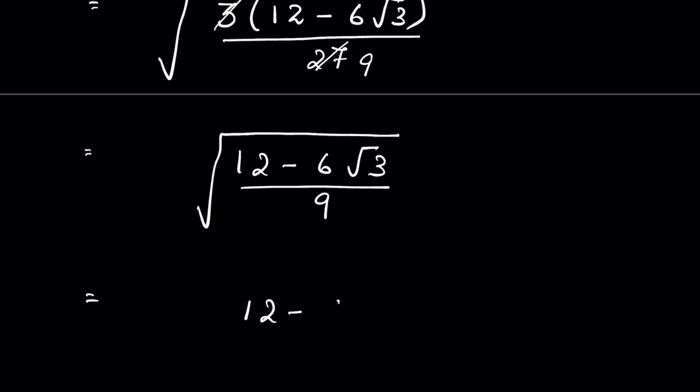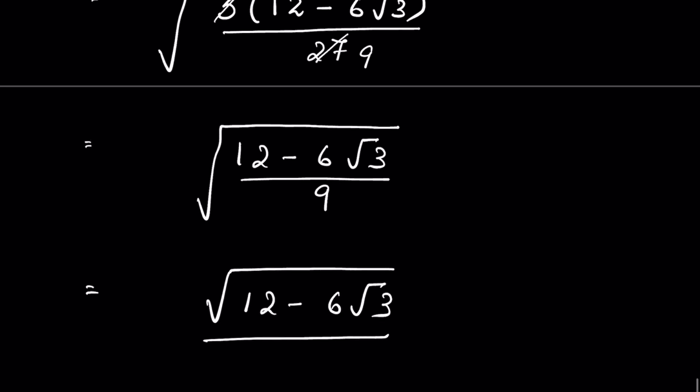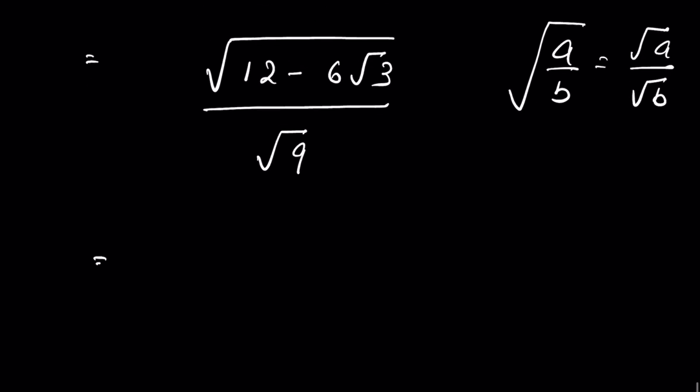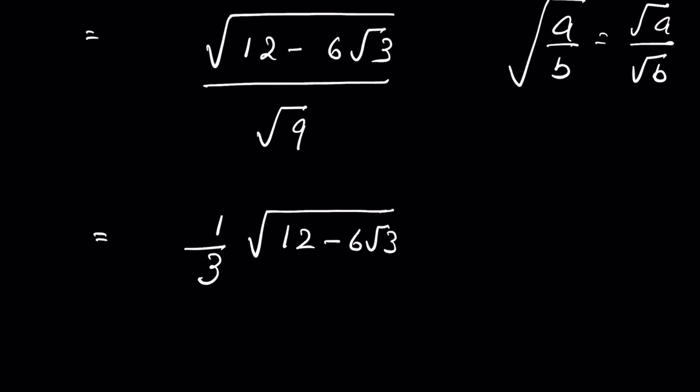Or we can write it as 12 minus 6 times square root of 3, under square root, upon 9 under square root, because when a upon b is under square root, we can write it as square root of a upon square root of b. Now square root of 9 is 3, so we can write 1 upon 3 times 12 minus 6 times square root of 3. Now to further simplify it, we need to remove this square root. For this, if we can write these two terms in the form of a plus minus b whole square, then this whole square can remove this square root.